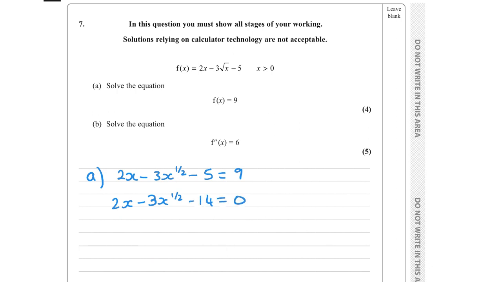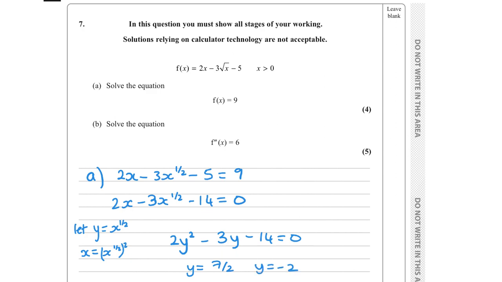Now I can see here I've got a hidden quadratic. So I'm going to let y equal x to the half. Yes. So I'm going to have 2y squared because I know that x is the same as x to the half squared. So it must be y squared minus 3y minus 14 equals 0. So when I solve this, what do I get, please? 7 over 2 and minus 2. So I get y equals 7 over 2 and y equals minus 2.